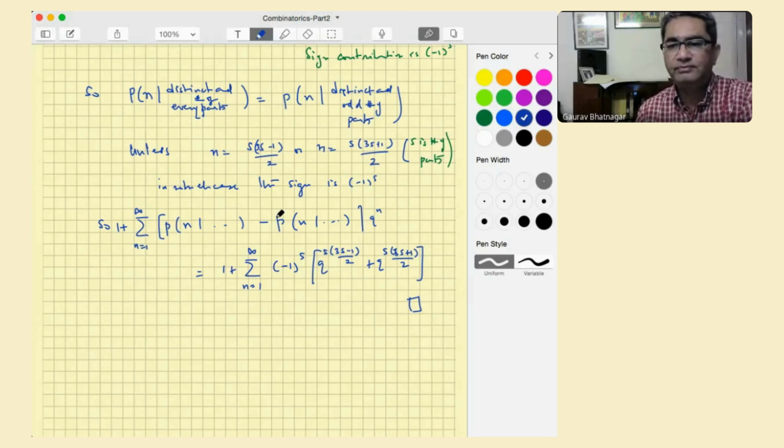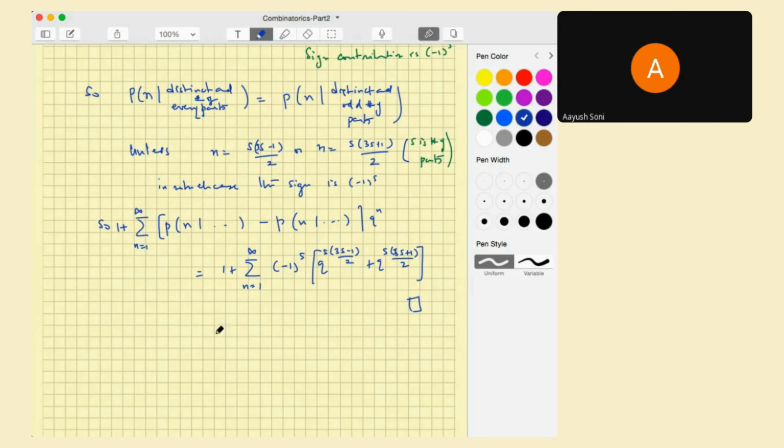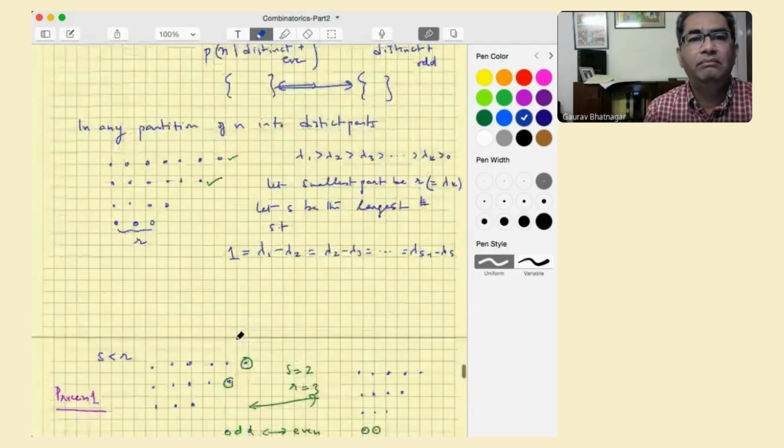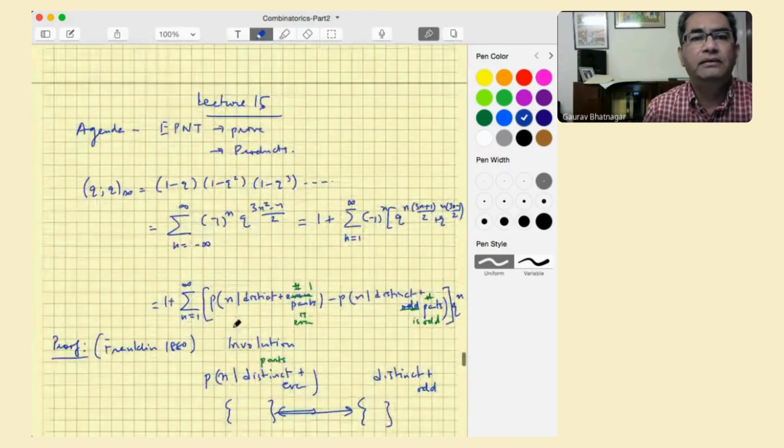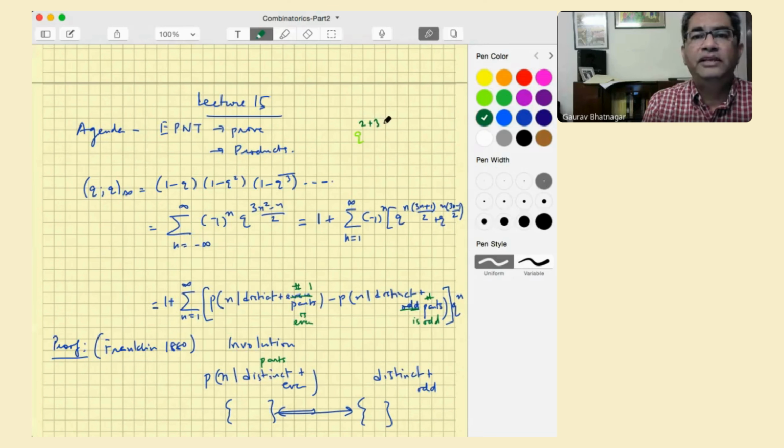Do you agree? Professor, just a small clarification. Is it even number of distinct parts minus odd number of distinct parts, or odd number of distinct parts minus even number of distinct parts? Well, in this product, when you multiply it out, suppose you get something like q raised to the power 2 plus 3 plus 5. Then what is the sign which will come? The sign will come from minus, minus, minus, 3 times, right? Right. If the number of parts is odd, then you'll get a minus sign.